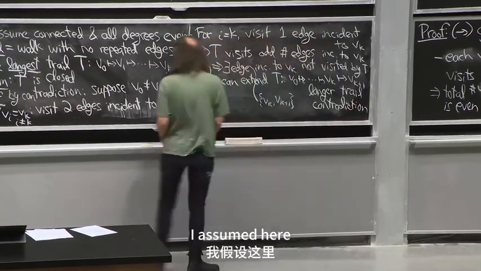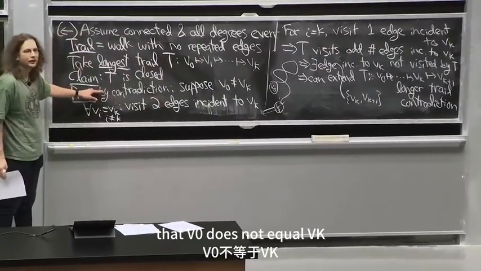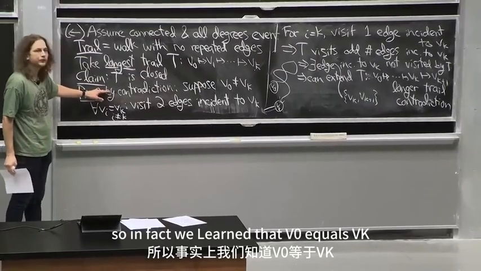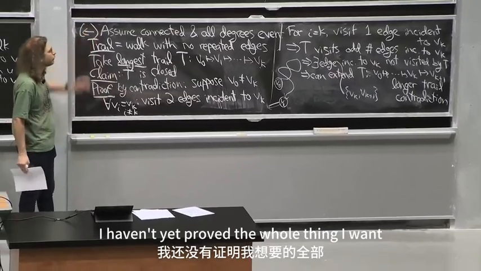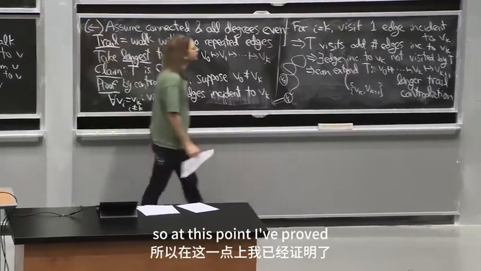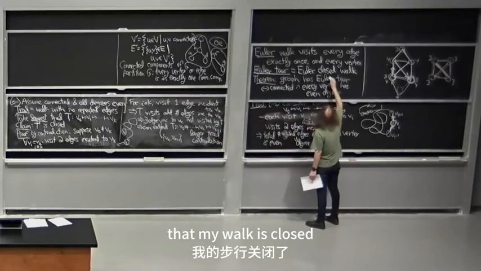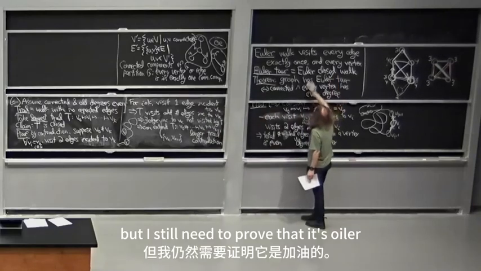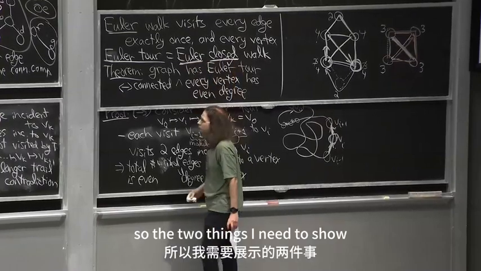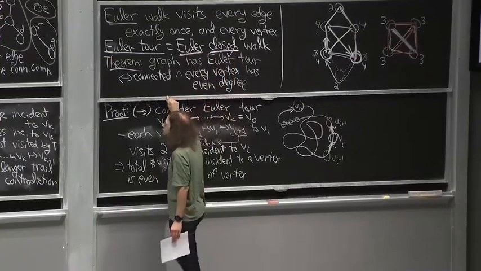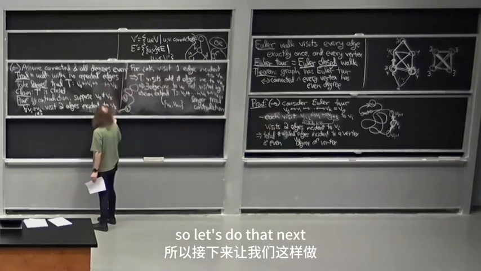What did it contradict? I assumed here that v0 does not equal vk. So in fact, we learned that v0 equals vk. In other words, T is closed. So I've proved this claim. I haven't yet proved the whole thing I want. So at this point, I've proved that my walk is closed, but I still need to prove that it's Euler. Those are the two things I need to show. So let's do that next.